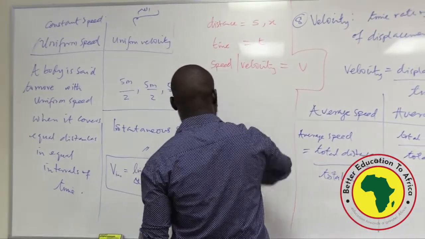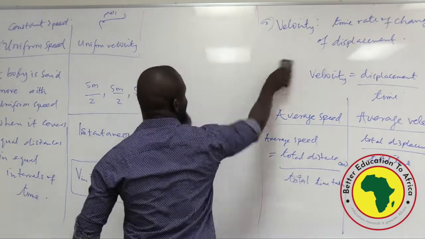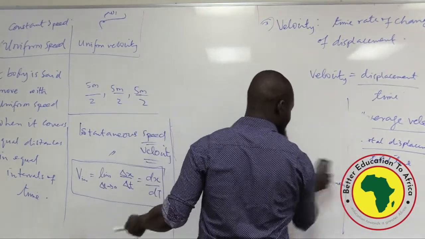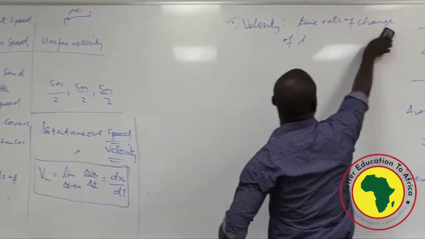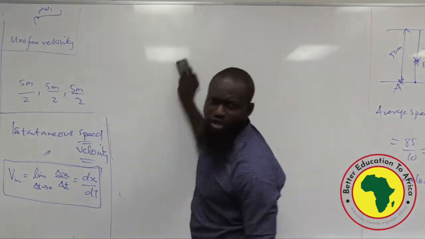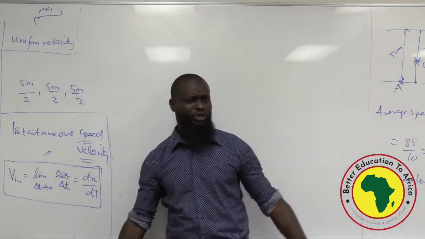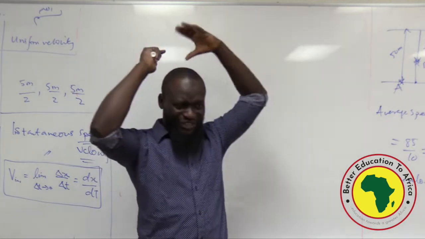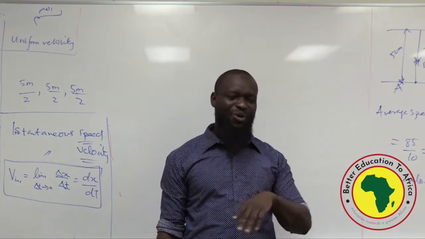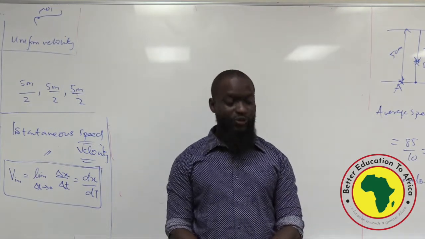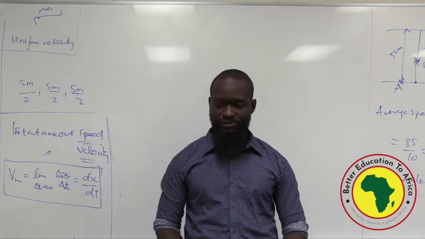Now, we've been able to see average speed, average velocity, uniform speed, uniform velocity, instantaneous speed, instantaneous velocity. Now we want to talk about just two more definitions. Only two more definitions, and then we are ready to discuss the equations of motion. We discuss the equations of motion, we discuss the graph of motion, and then we are done for the day. That's all about motion we need to know. And so next time we solve problems.